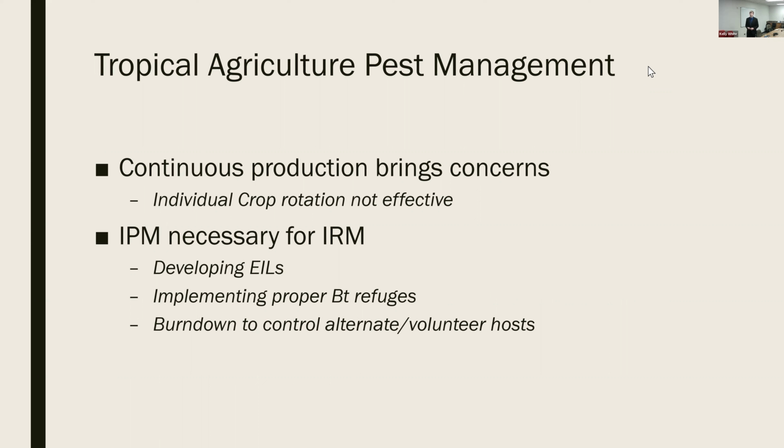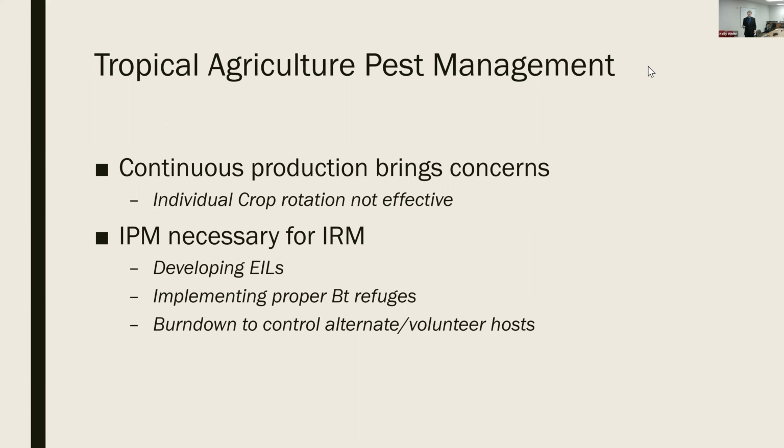Moving on from BT to the management of tropical agriculture pests, this is a serious concern due to the fact that continuous production systems in these areas can lead to pest management practices on the individual field level to be less than effective, especially crop rotation, as when one field is harvested, it's likely that another field down the road has already been planted to a new crop that could also be a host for that pest species.